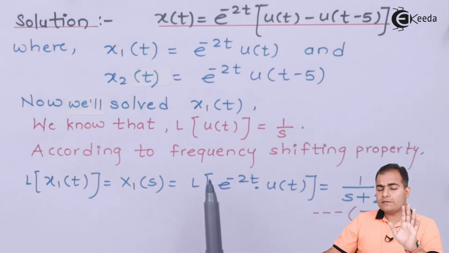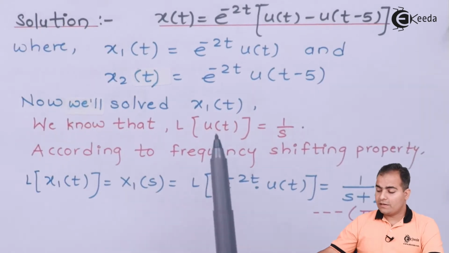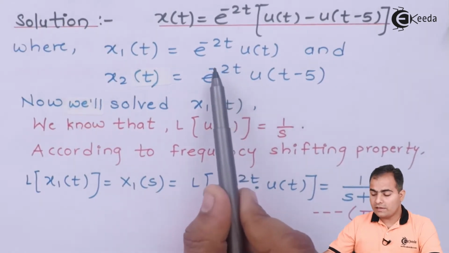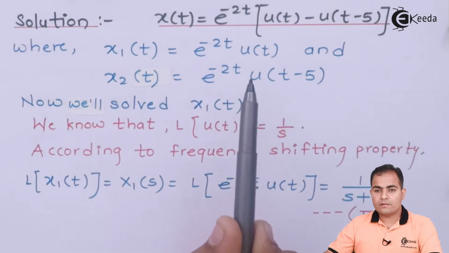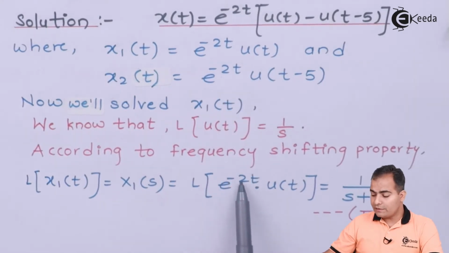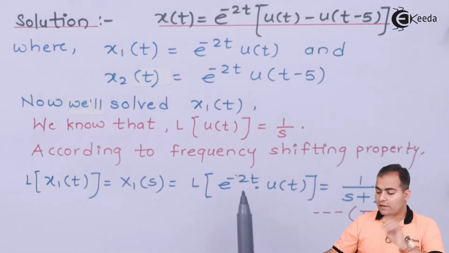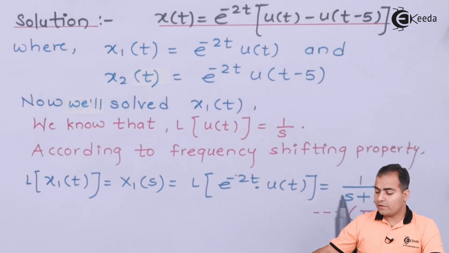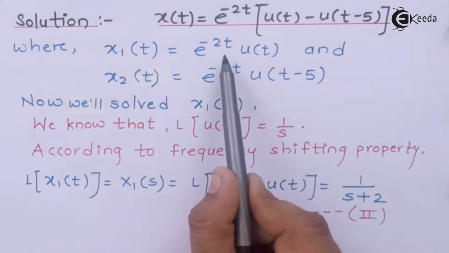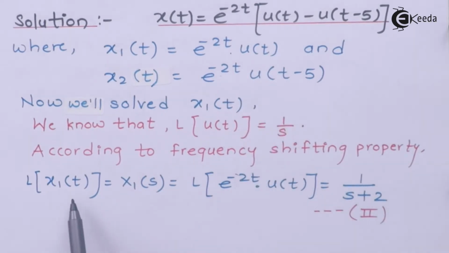Now if we use the frequency shifting property, all the s will be replaced by s plus or minus that value of the integer. Here the integer value is minus 2, so of course s is replaced by s plus 2. Why is s replaced by s plus 2? Because you have u of t in product with e to the power minus 2t. That's why the Laplace transform X1 of s is now 1 upon s plus 2.